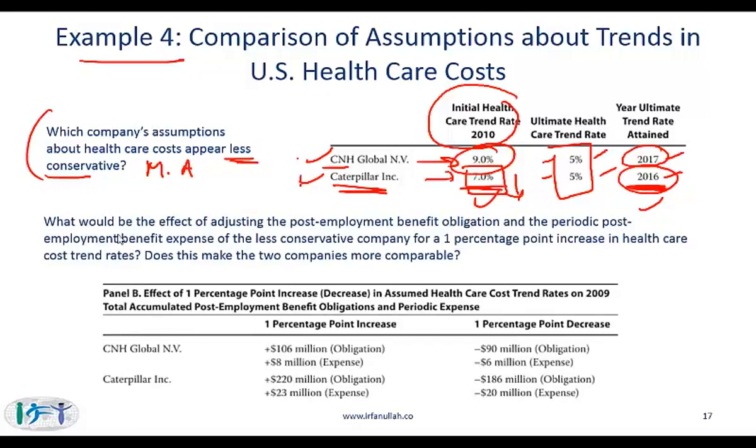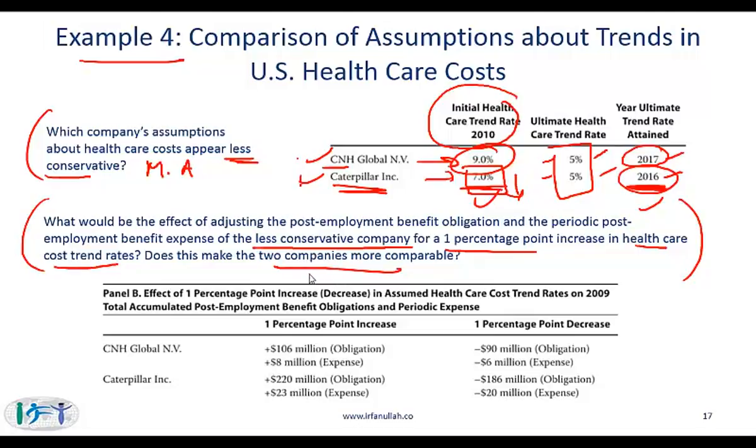Then the next question is something you can just look at at a high level. I don't think you need to get too hung up with the calculations. What would be the effect of adjusting the post-employment benefit obligation and the periodic post-employment benefit expense of the less conservative company, this would be Caterpillar, for a 1-point increase in healthcare cost trends? Does this make the two companies more comparable?